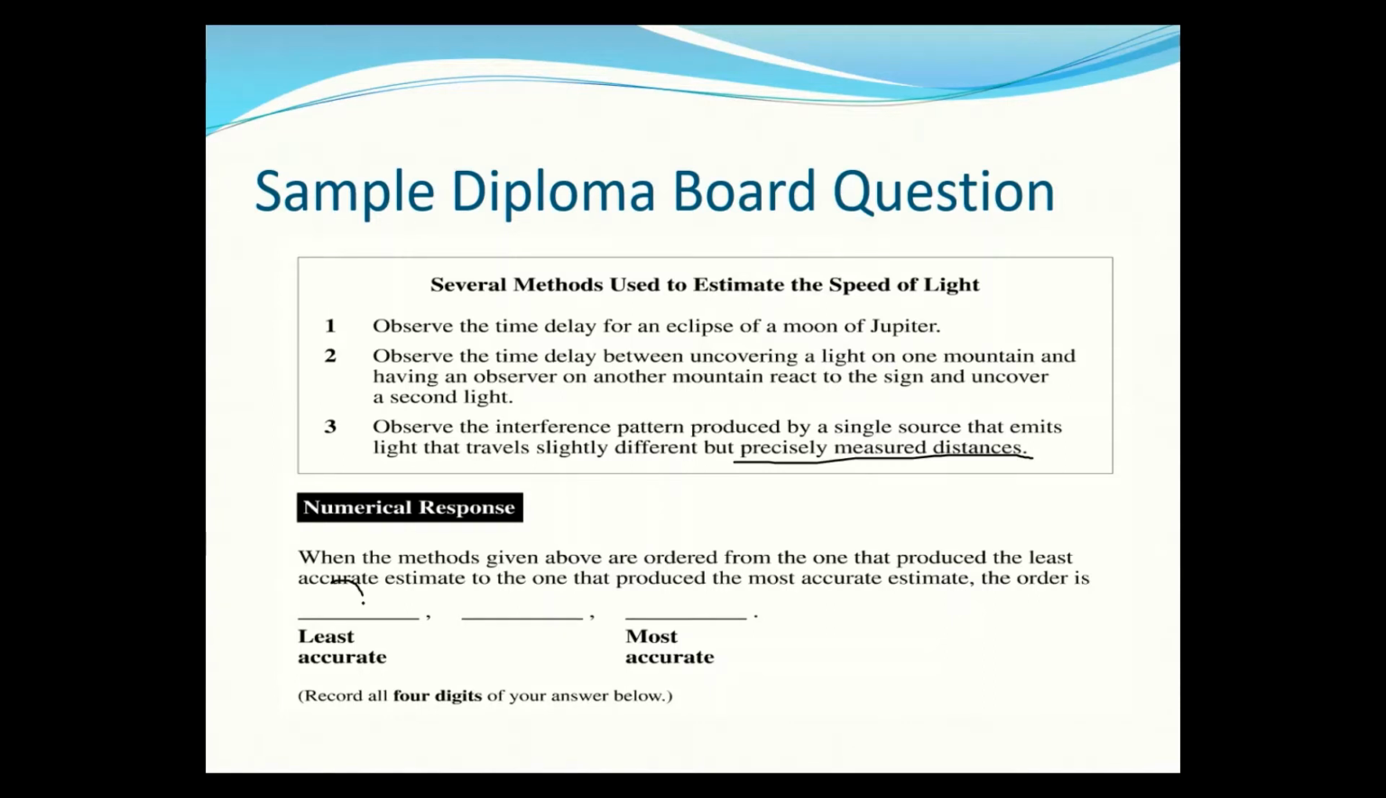So the least accurate is going to be 2, right? You couldn't even find it. And then the next accurate is that. And then the most accurate is that, right? Those precisely measured distances are important. Everything needs to be very precise.